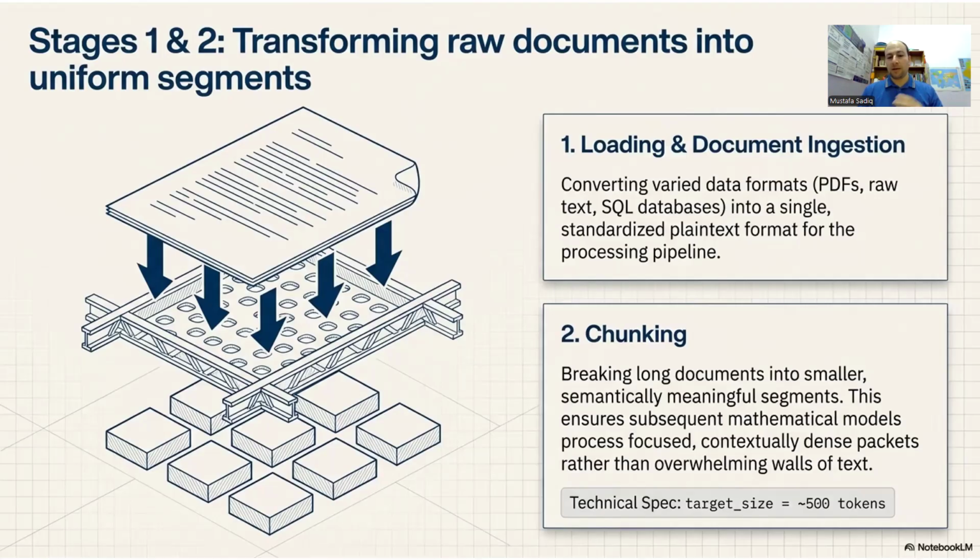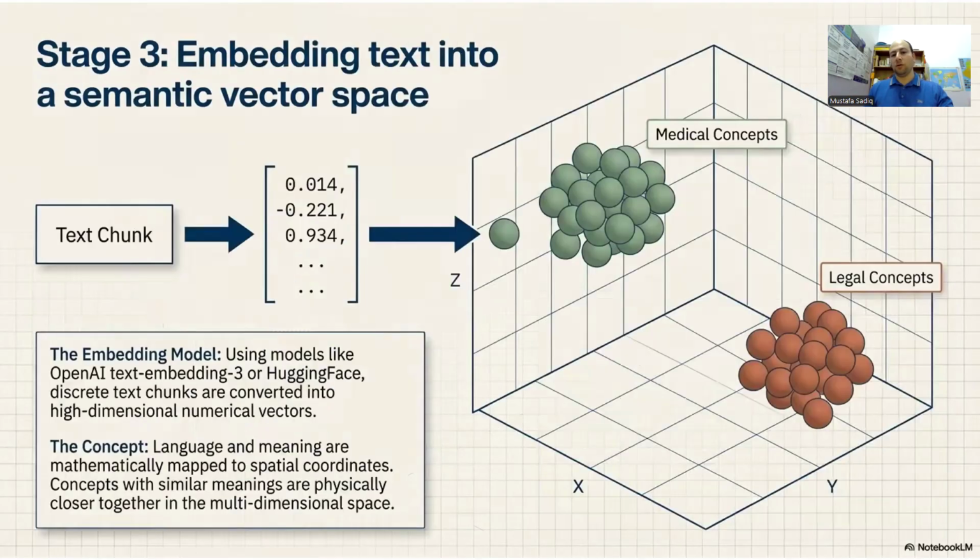Then we are chunking them, breaking long documents into smaller, systematically or semantically meaningful segments. This ensures the subsequent mathematical models will process focused, contextually dense packets rather than overwhelming walls of text. So by chunking or tokenizing the documents, we make sure that the target size of each chunk is almost 500 tokens, more or less, depending on the window or the type of the document, to make sure that the mathematical modeling and calculations will not be very complex or very long.